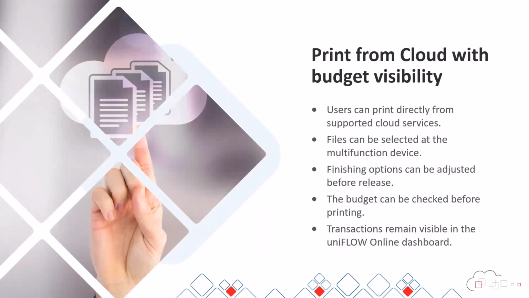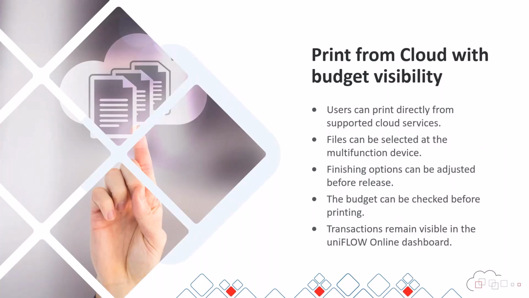So with Print from Cloud, this gives users a very convenient way to access documents stored in supported cloud services directly from the multifunctional device. After authenticating, the user can browse their cloud storage, select the file they want, and adjust available finishing options before release. Now, this helps with cost-aware choices, such as changing color or duplex settings where supported on that device. Before printing, the user can check their available budget, as I showed you previously. After the job is printed, the transaction remains visible in the uniFLOW Online dashboard, so they can keep a good check on their usage and their costs.